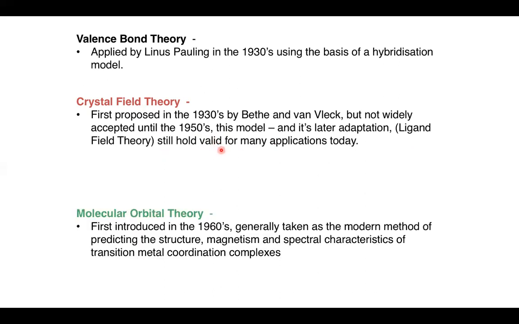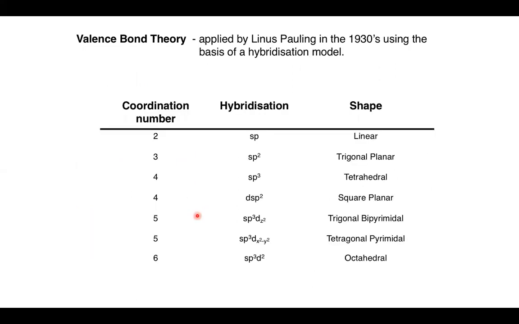Molecular orbital theory, of course, we've had that before. This was first introduced in the 1960s and generally taken as the modern method of predicting the structure, magnetism, and spectral characteristics of transition metal coordination complexes. The problem with molecular orbital theory is that it gets very complicated very quickly with transition metals. And so the combination of molecular orbital theory with crystal field theory is how we came up with ligand field theory. The combination of these two theories allows us to really understand what we're seeing with transition metals.